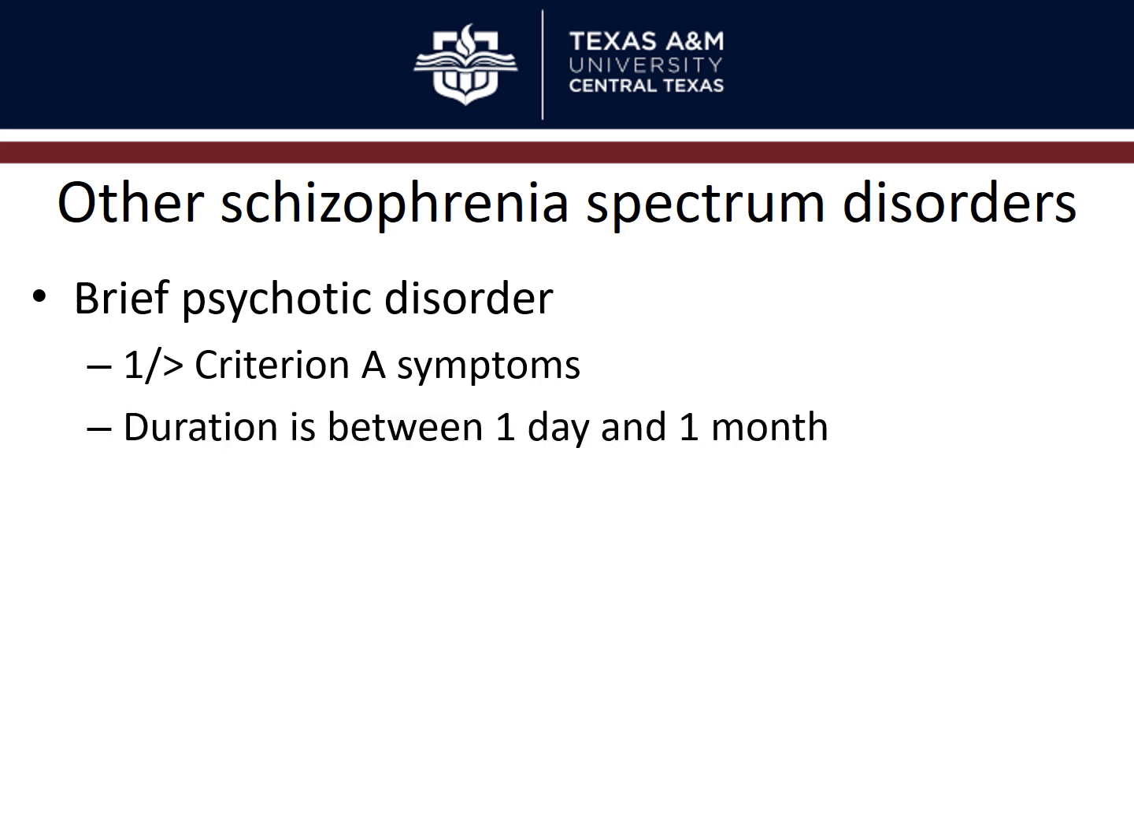And it lasts for at least a day, but no longer than a month. So it's brief. And it, again, typically is a couple of days when this happens. And then to meet criteria, there also has to be a full return to pre-morbid functioning. So there's this period of time where you're having these psychotic symptoms, hallucinating, having delusions, maybe even having some catatonia. But then when it's over, you go back to the way you were. And that's it. Doesn't come back. Really fascinating that this can happen.